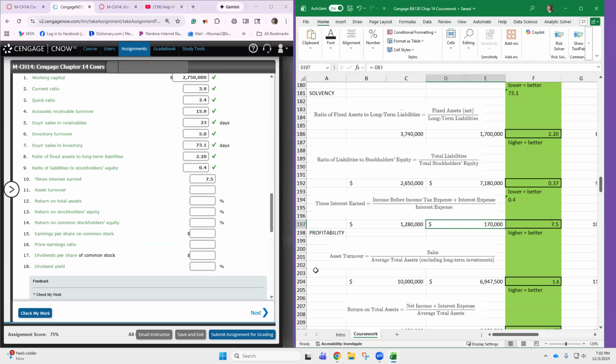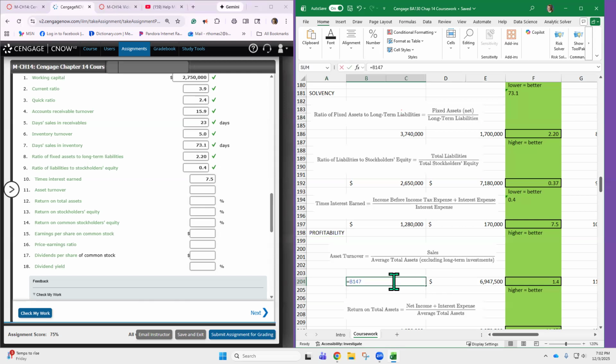All right, number 11 is asset turnover. Now we're going to start talking profitability. So asset turnover, the formula is sales divided by average total assets. Be careful. This takes another little subtraction before you get to the average.